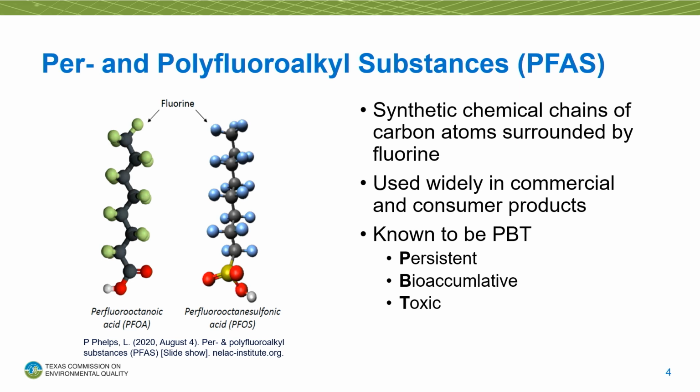A little bit more about it. It's a synthetic chemical. When we say it's synthetic, we're saying that it was man-made in a lab. It's not naturally occurring in the environment. It's a synthetic chemical with chains of carbon atoms surrounded by fluorine. On the left there, you can see two of the most common PFAS, PFOA and PFOS. Those are just so you can see what the chains look like. Those are the two most common, but there are thousands of different PFAS compounds.